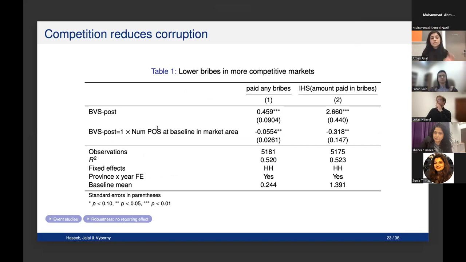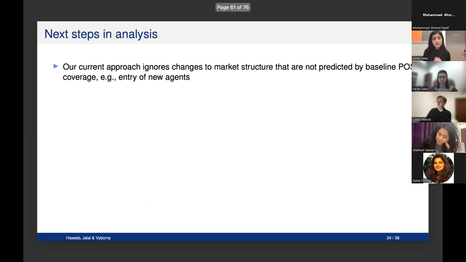But in areas that had more payment agents at baseline, which is predictive of also having more payment agents at endline, the amount that was paid in bribes, as well as the likelihood of paying any bribes, is negative. So even though there's a shutdown of ATMs and payment agents exploit that to charge more bribes, competition can counter those effects. So these effects are less strong in places where there were more payment agents.